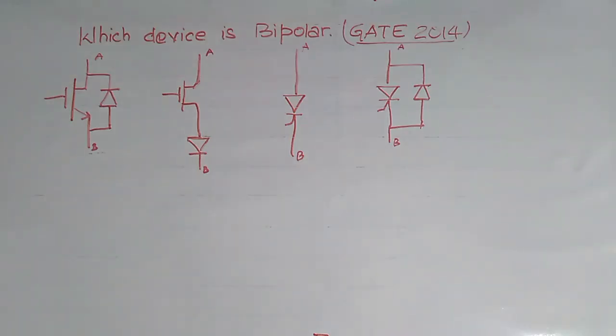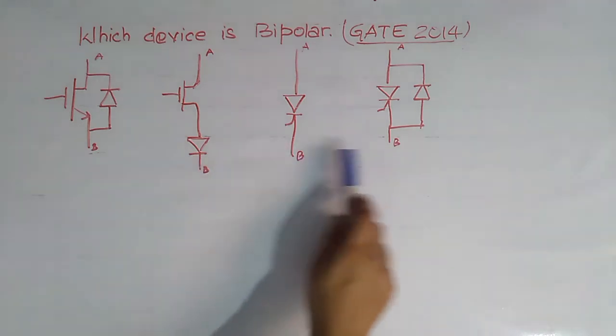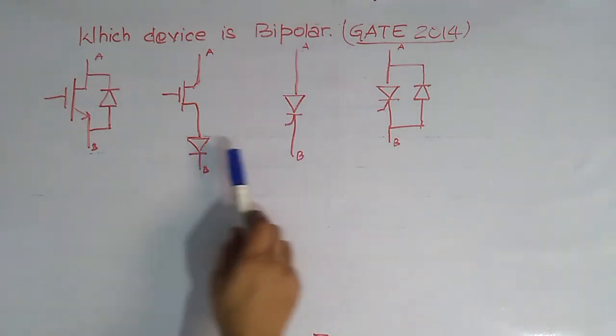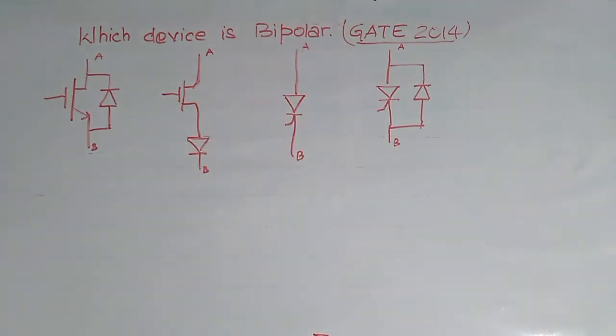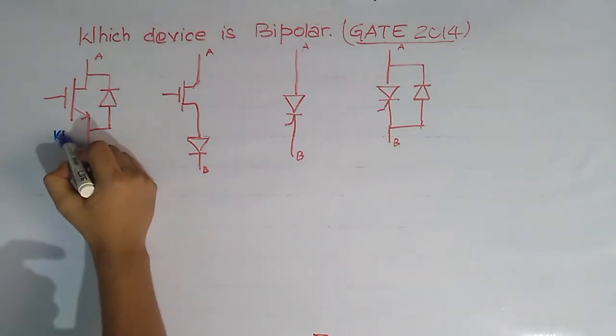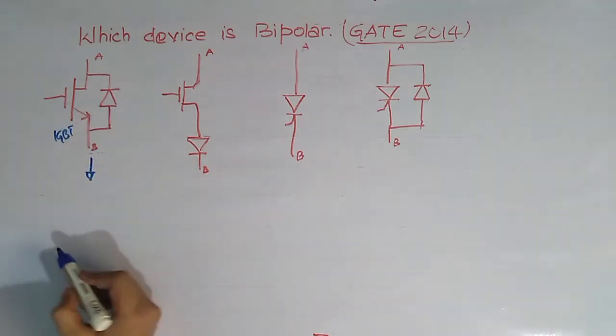Now see this question that has been asked in GATE 2014. Here in this question, these four devices are given and we have to identify which of the following devices is bipolar. Okay, so first check this device. Here this is IGBT and this is diode.